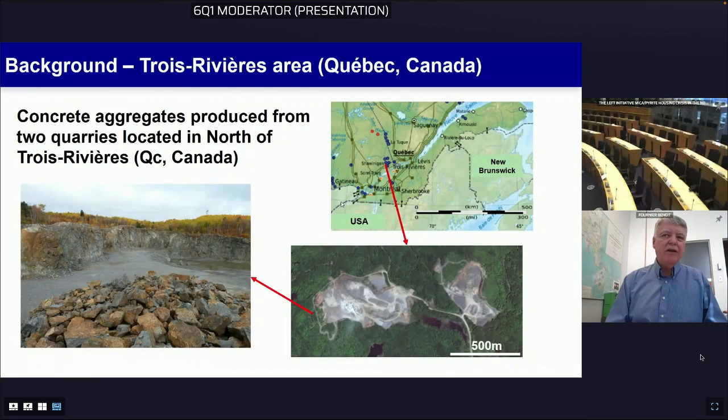So basically the aggregates that were used in the defective concrete were produced from two quarries located in the north part of Trois-Rivières, which is located, as I said, about 200 kilometers northeast of Montreal. And you can see pictures of those two quarries and lots of signs of oxidation, as you can see in the rock material extracted from the quarry.